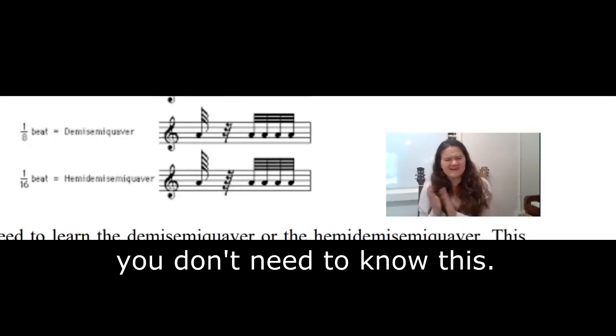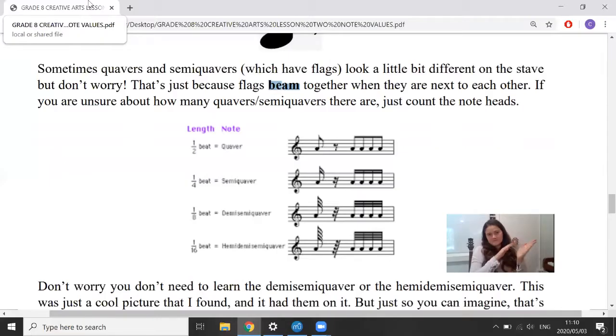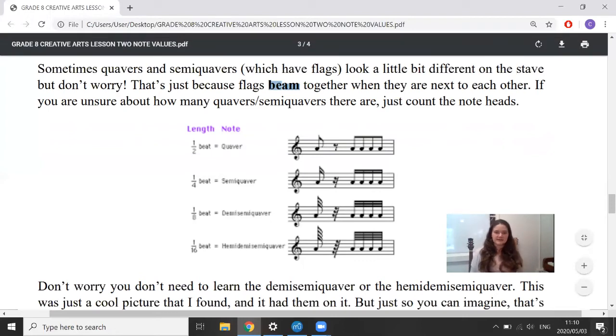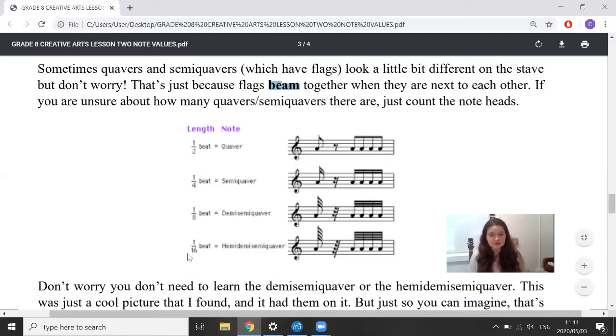That was wrong. 1, 2, 3, 4. 1, 2, 3, 4. Okay, so that's our 8 beats. That was difficult. I'm not even going to attempt the demi-semi-quaver, which is 16. Yes, you can see over there. 16 notes in 1 beat.